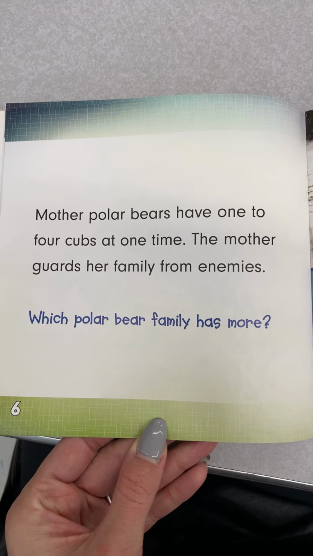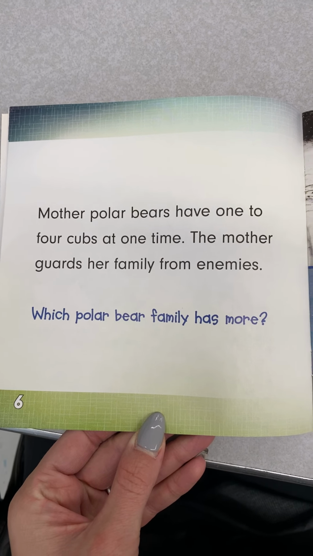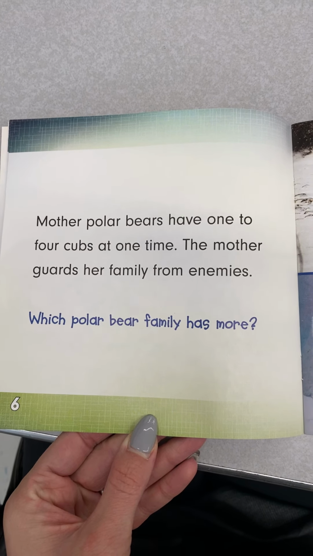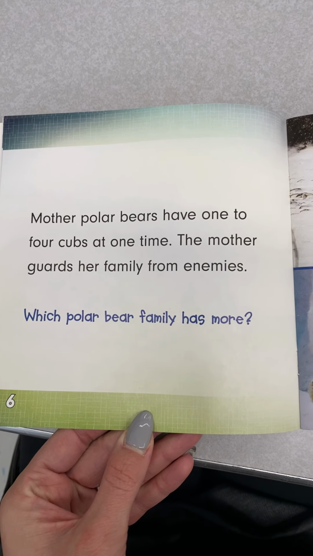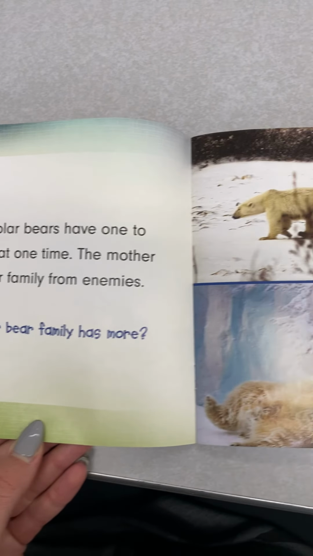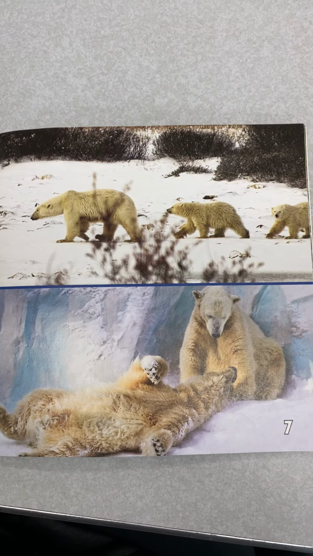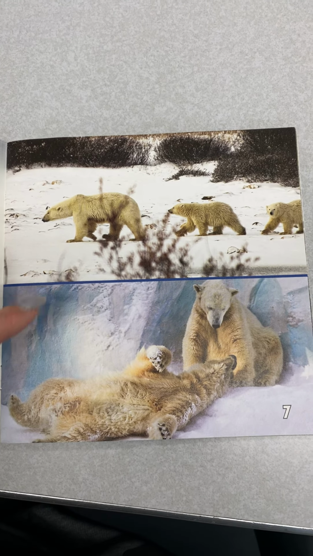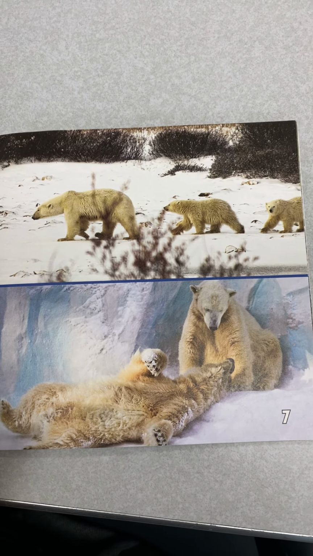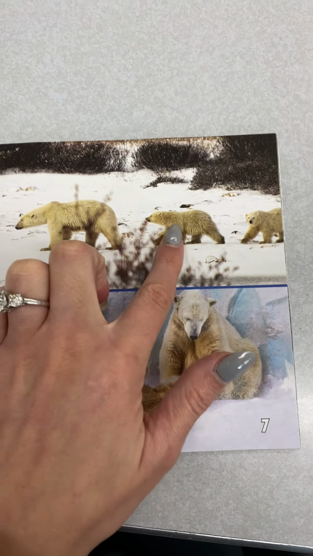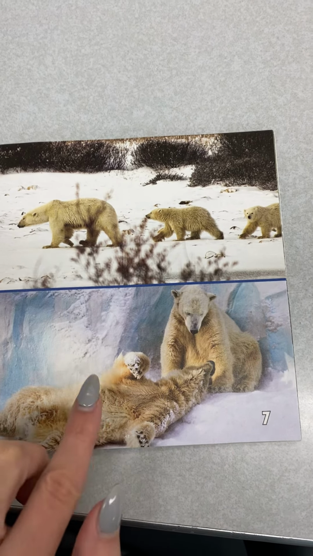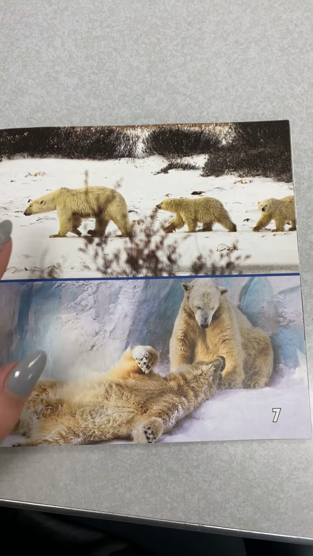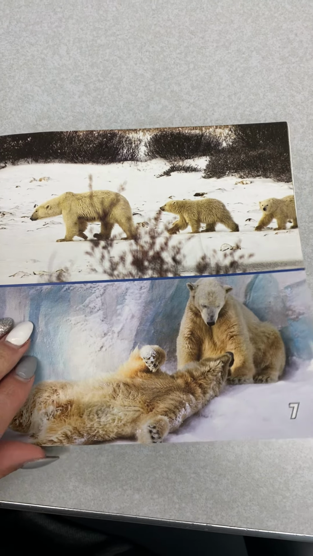Mother polar bears have 1 to 4 cubs at a time. The mother guards her family from enemies. Which polar bear family has more? So look at the families on the top of the page and at the bottom. Which one has more? 1, 2, 3, or 2? 3 is more.